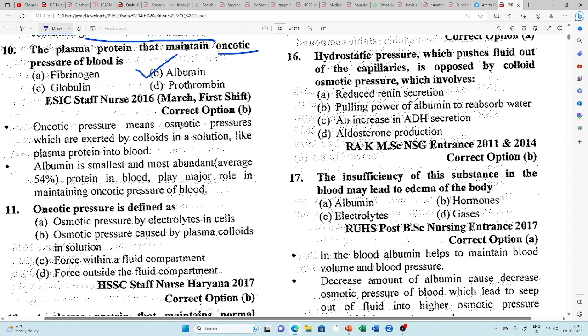Albumin is the smallest but most abundant protein in the blood, and it plays a major role in maintaining oncotic pressure. Because of the oncotic pressure, our blood circulates in our body and doesn't leak out of the blood vessels. What is meant by oncotic pressure?